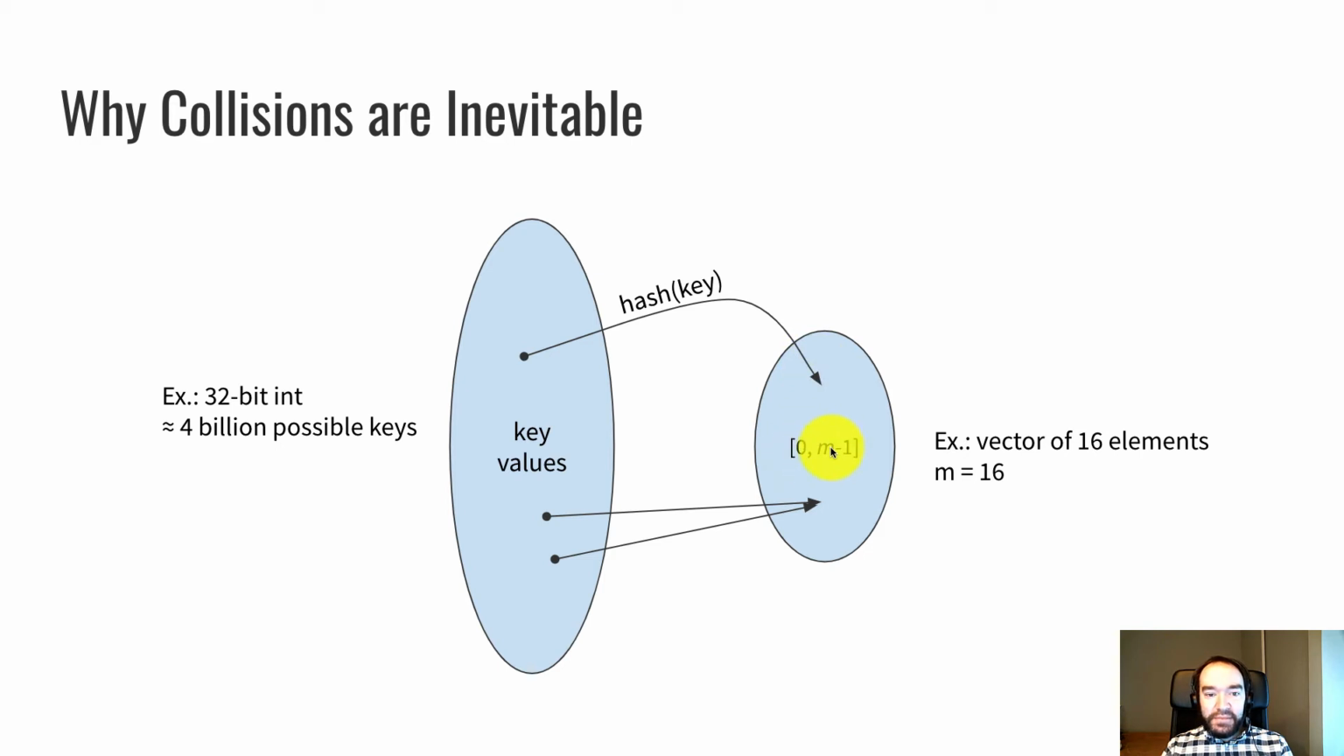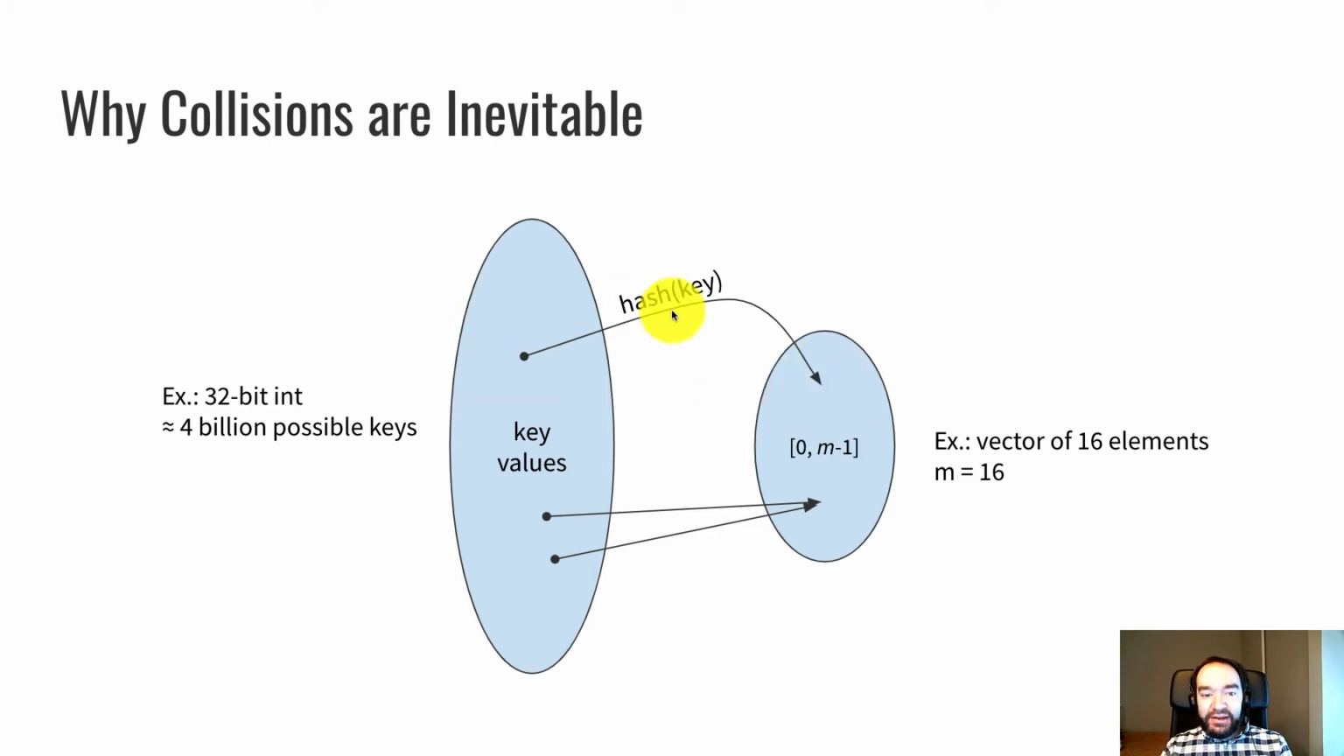So practical values here might be that if we use a 32-bit int as a key, 32-bit ints have about 4 billion possible values. So this set here has approximately 4 billion different keys that could exist. And then if I have a vector of 16 elements, then m is 16. So I have 16 different indices, 0 through 15. So there's no way that every possible key could map to a different index because I have billions on the left and 16 on the right.